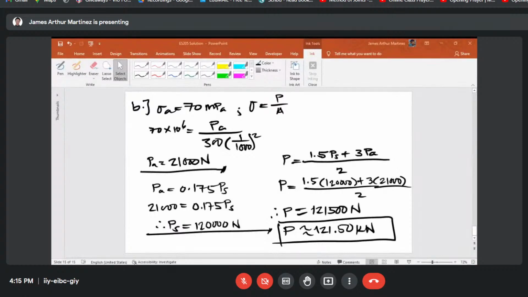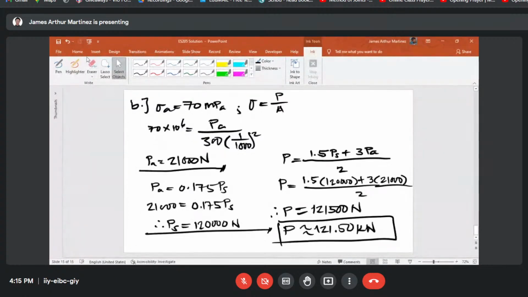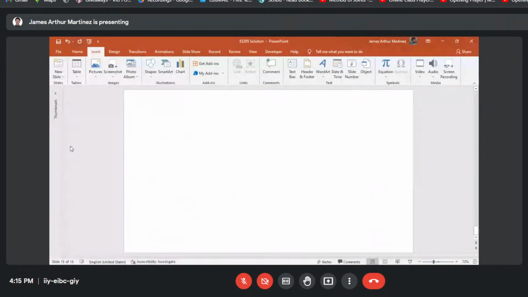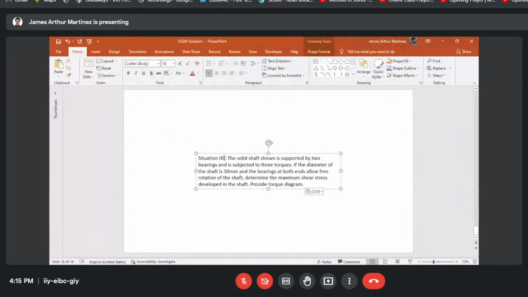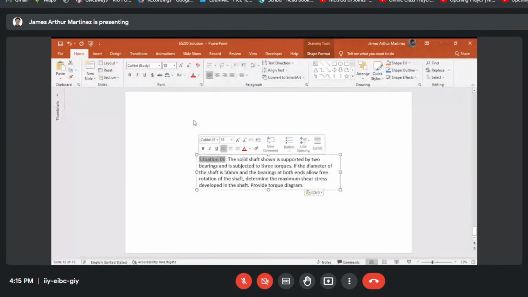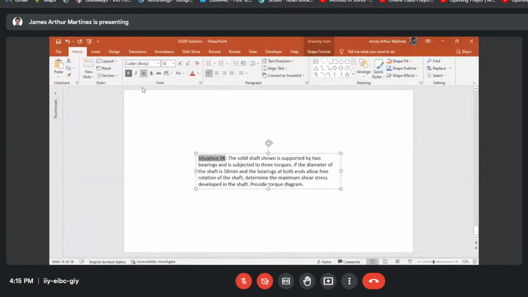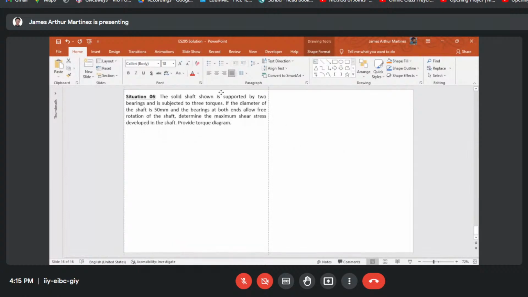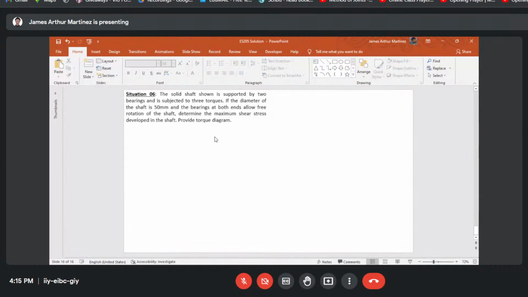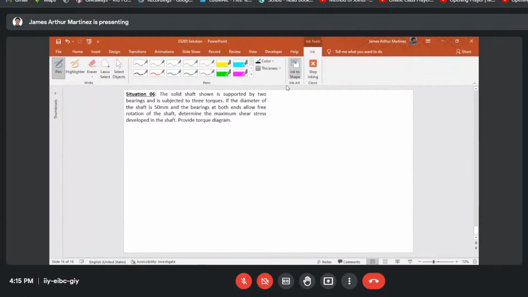Sige. So, let us proceed with the last problem of the midterm exam. Situation number 6. This topic is actually the latest topic that was discussed, the one discussed right before the midterm exam. So, it should still be fresh in your memory, our discussion. So, this is about torsion.